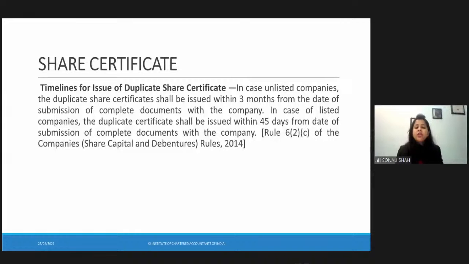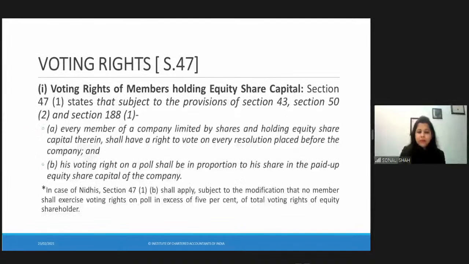Whenever a share certificate is issued by an unlisted company, it has to be issued within 3 months from the date of submission of complete documents with the company. And in case of listed companies, the duplicate certificate has to be issued within 45 days. So these are the timelines for duplicate share certificate. Correct? Are we good till here?